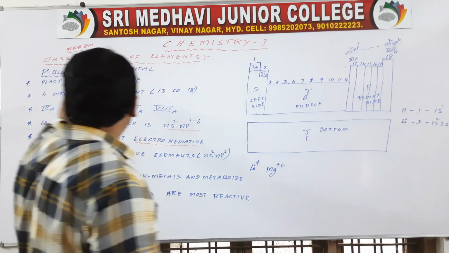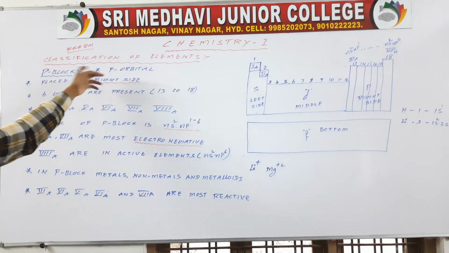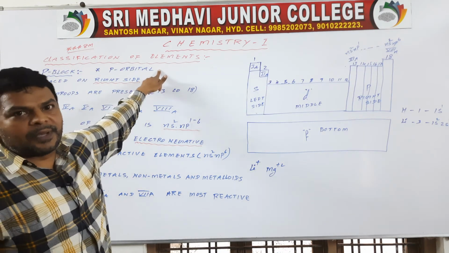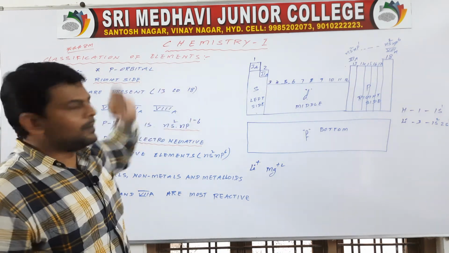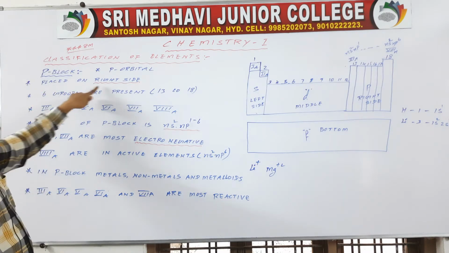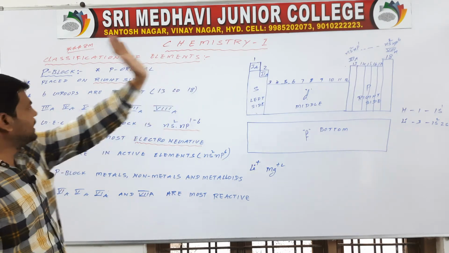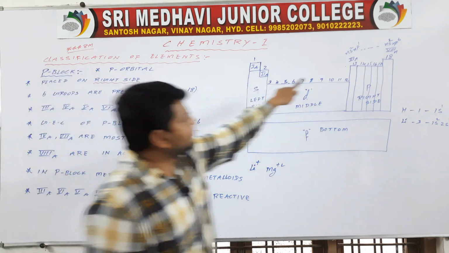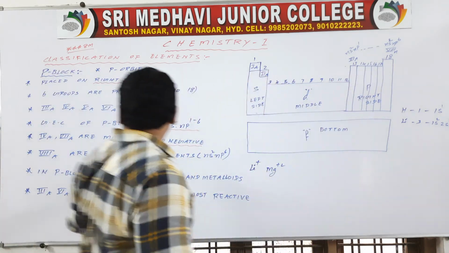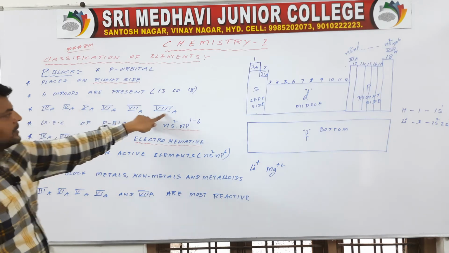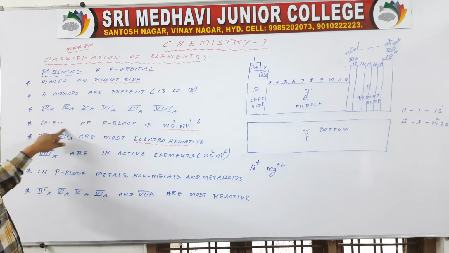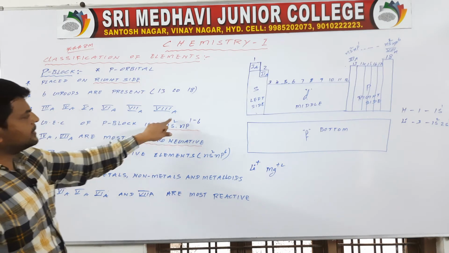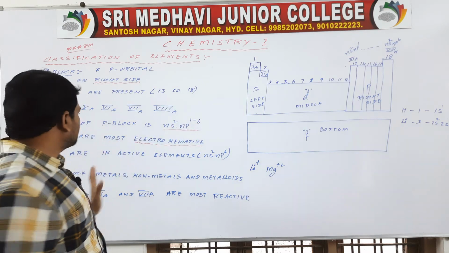So here you have to know about p block. The elements in which the differentiating electron enters into p orbital are called p block elements. They are placed on the right side of the periodic table. 6 groups are present, 13 to 18, third A to 8th A. The general electron configuration of p block is ns2 np1 to 6.